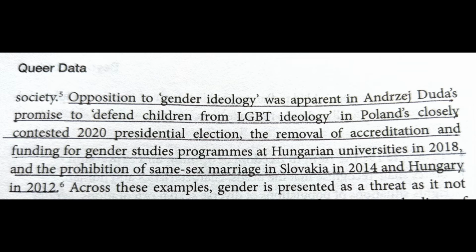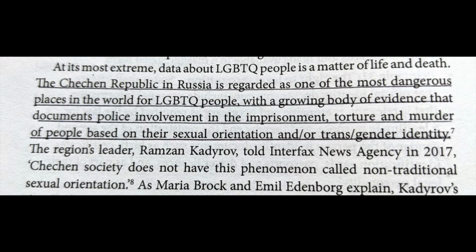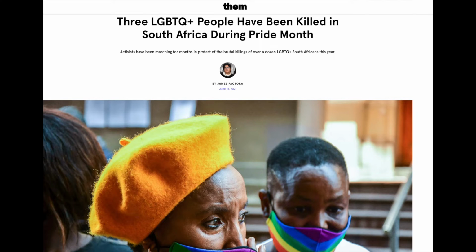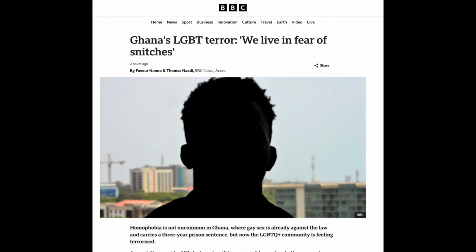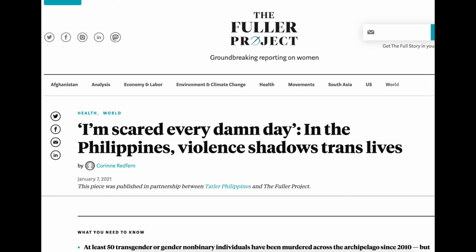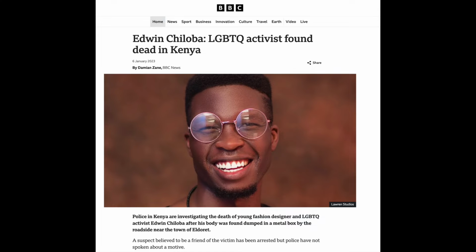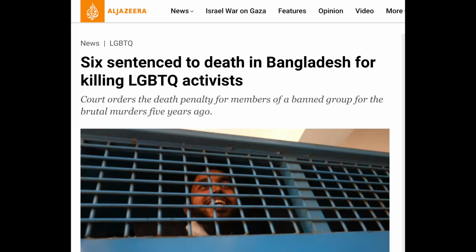In some countries, it's just going to be downright dangerous to capture this information. He talked about how the Chechen Republic in Russia is regarded as one of the most dangerous places in the world for LGBTQ people. He points out that in some countries, LGBTQ people continue to be targeted, murdered at high rates, and face a lot of violence, not only from other individuals, but state-sanctioned violence as well. And so there's going to be a very uneven collection of this data, and even agreement or consideration of collecting this data at the national level.